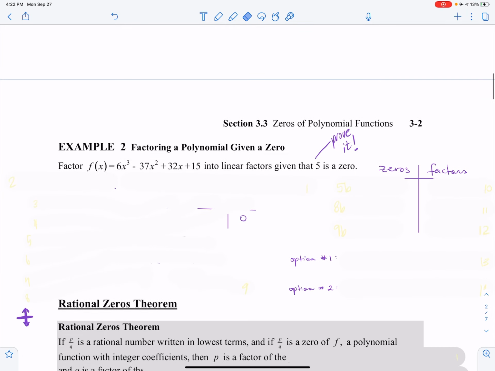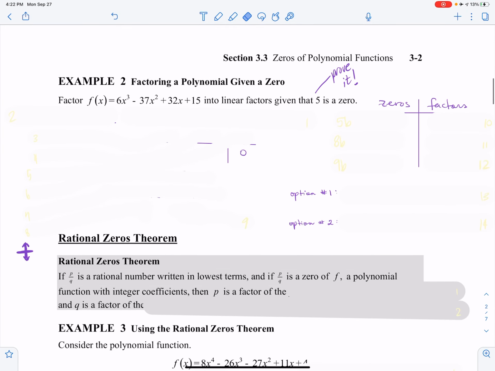All right, so then let's step it up a notch. And this time we are told that we've got a polynomial. Here's our polynomial. But number one, we're asked to factor it. And number two, we're told what one of our zeros is. We're told that 5 is a 0.